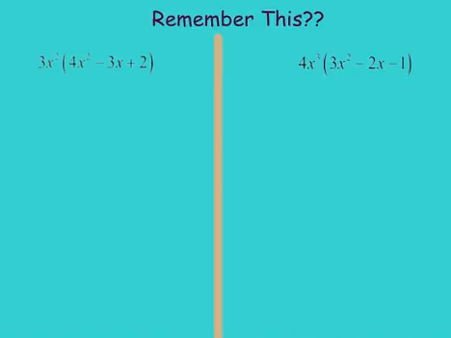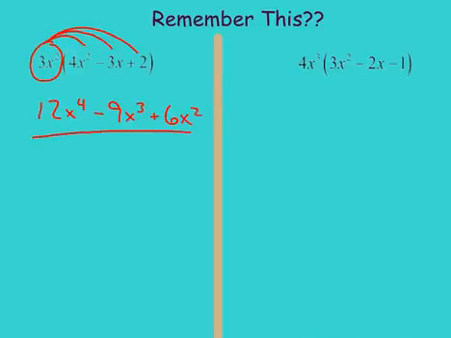What we're looking for is you guys to remember how to distribute and how to multiply terms together. So from Unit 3, we need to know that the first one's going to be 12x to the fourth, minus 3 times 3 is 9x squared, 2 and 1 is going to make 3, plus 2 times 3 is 6x squared. And that is going to be our final answer there.